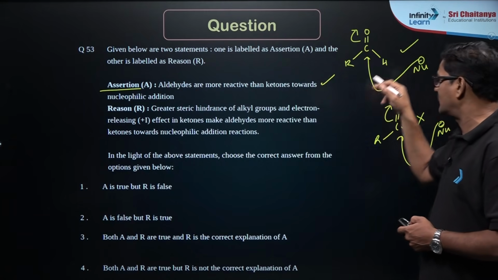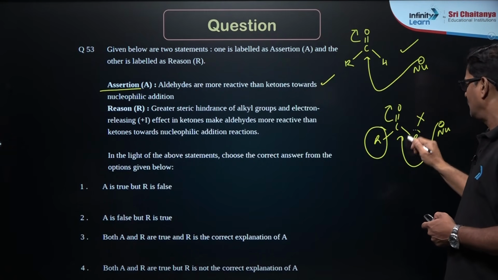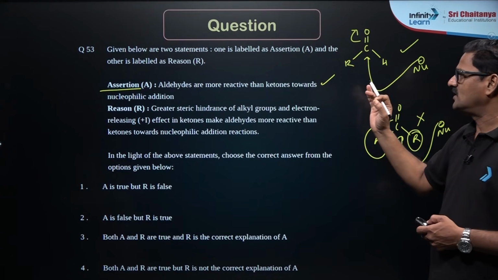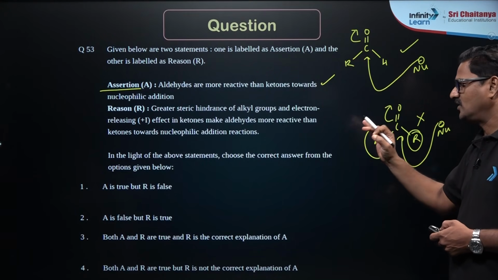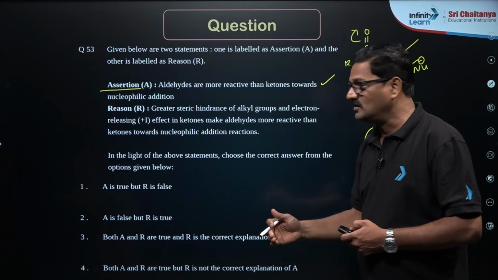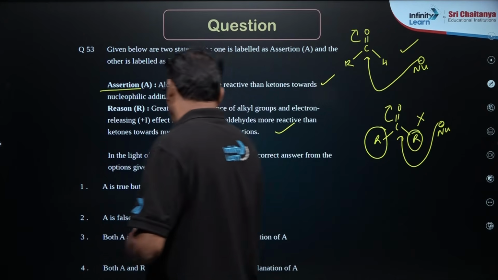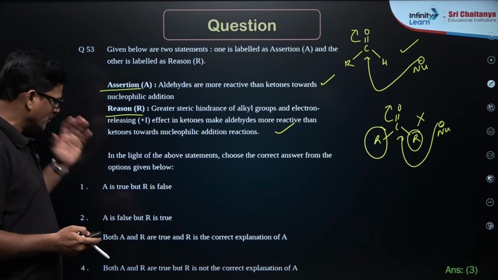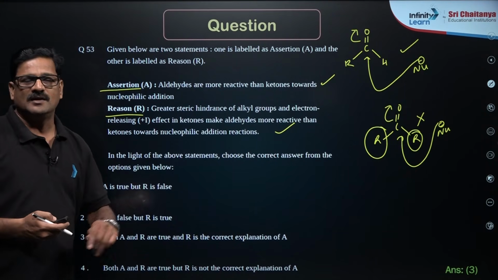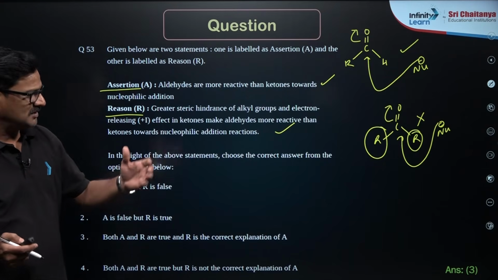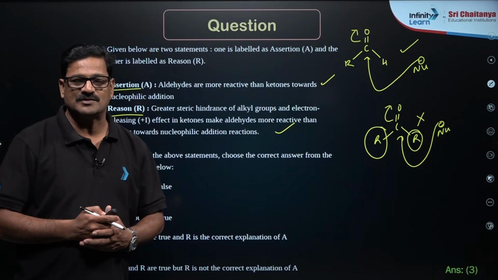Greater the steric hindrance, which is what I am experiencing here. The alkyl groups, by the electron releasing effect, the plus I effect, in the ketones make the aldehyde more reactive as compared to the ketone. Yes, this is the exact reason for this assertion. I would say both A and R are true, and the reason is the correct explanation of the assertion. Option 3 is the correct answer for this question.